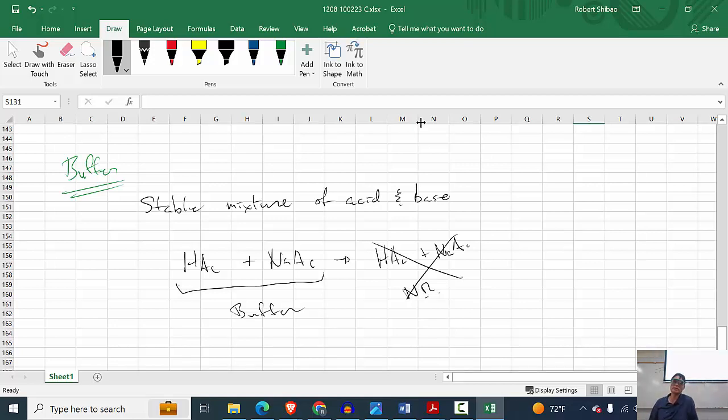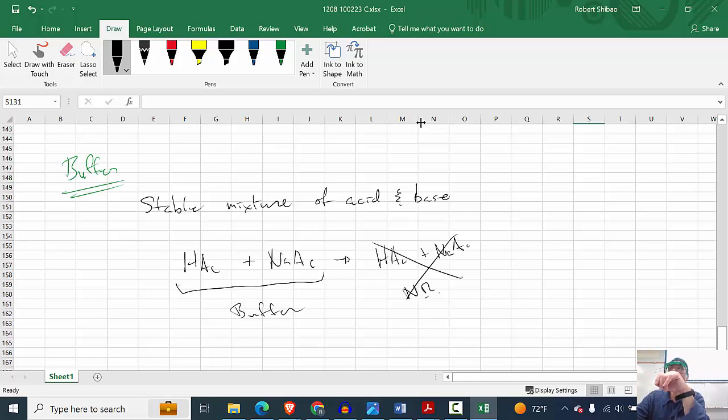So what's the starting pH? What is the pH of your acetic acid solution? It's like 1.8, 1.9? Okay, that's acid. Acids hydrolyze water to produce hydronium. Now we're going to add some base. Bases hydrolyze water to produce hydroxide. So the hydroxide is going to pull the pH up.